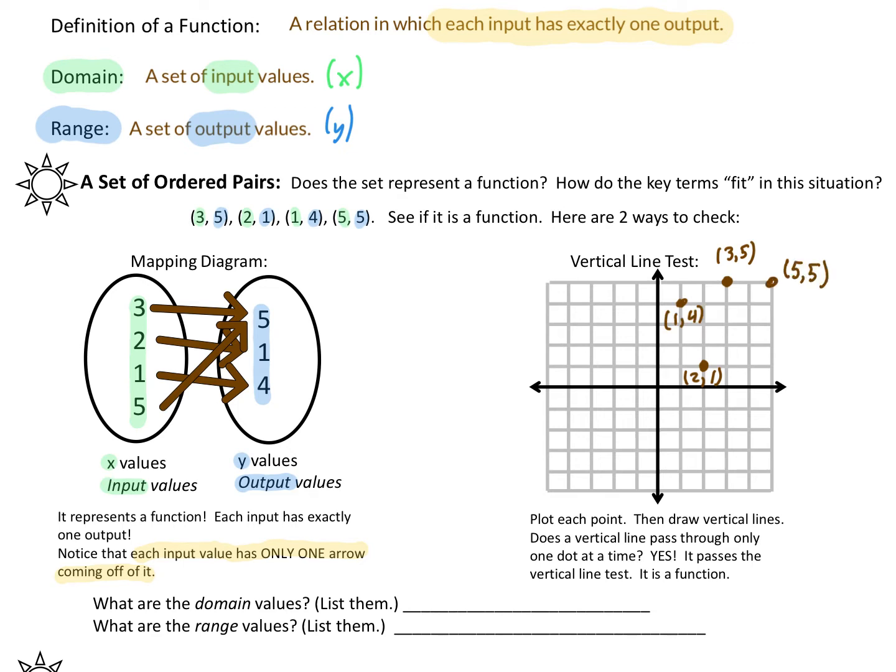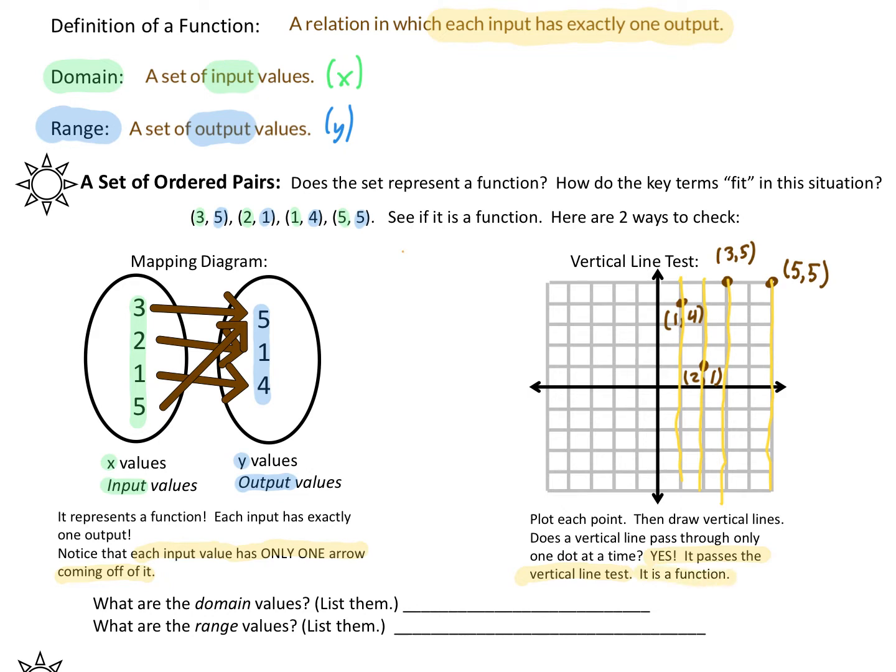Now that we've plotted our points, we're going to draw vertical lines going through points on our graph and make sure that none of our lines pass through more than one dot. So notice how each line only passes through a single dot. Well, that means that our set of ordered pairs passes the vertical line test, making it a function.